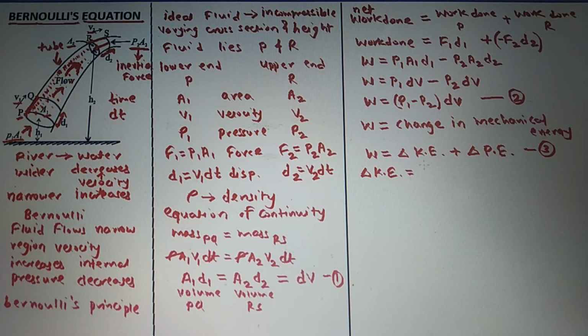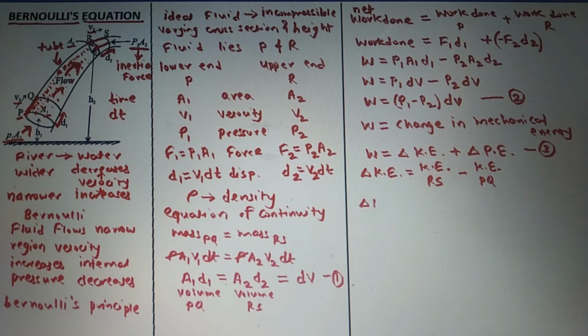What is the final kinetic energy? The kinetic energy in the section RS is the final kinetic energy, minus the initial kinetic energy, which is the kinetic energy in the section PQ. So change in kinetic energy is the final kinetic energy, the kinetic energy in section RS, minus the initial kinetic energy, the kinetic energy in section PQ.